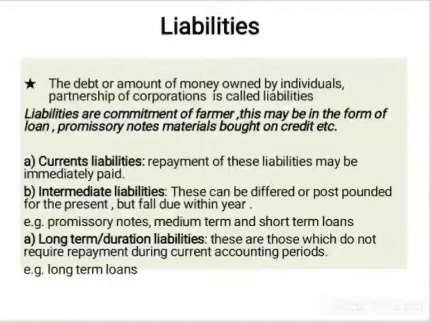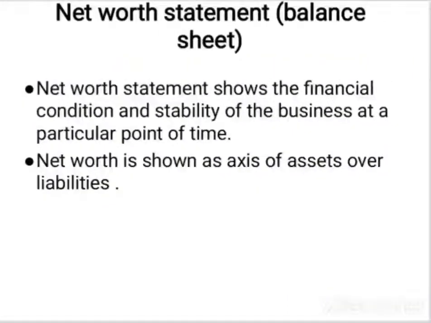Intermediate liability comes in between current liability and long-term liability. Examples are promissory notes, and medium-term and short-term loans. Long-term liability is a long-term loan for land, machinery, and so on. And finally, the net worth statement.